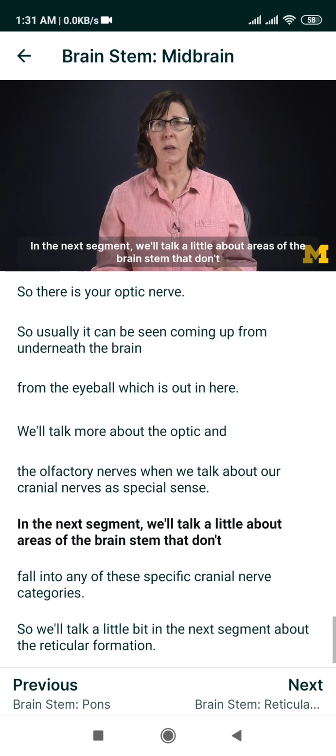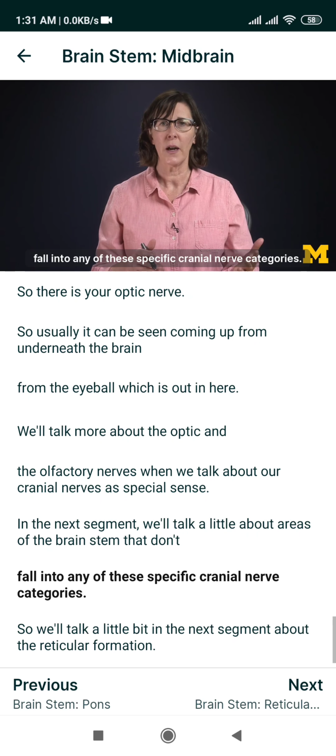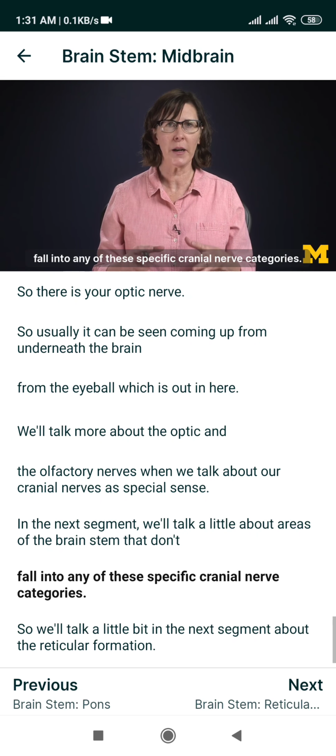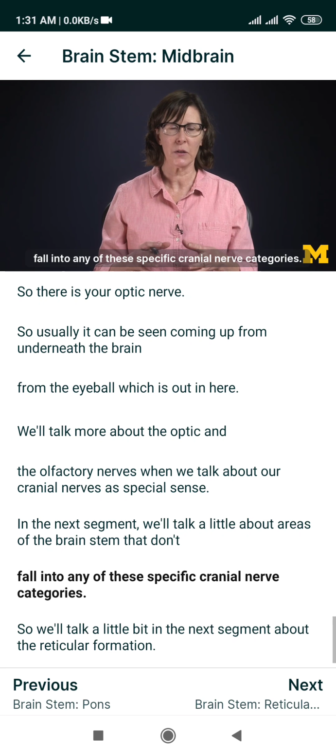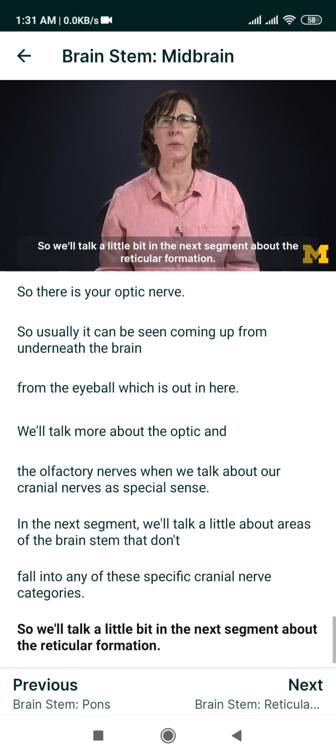In the next segment, we'll talk a little bit about areas of the brainstem that don't fall into any of these specific cranial nerve categories. So we'll talk a little bit in the next segment about the reticular formation.